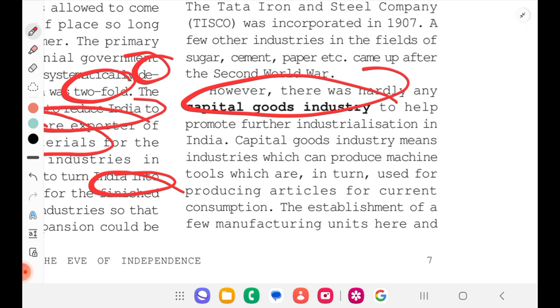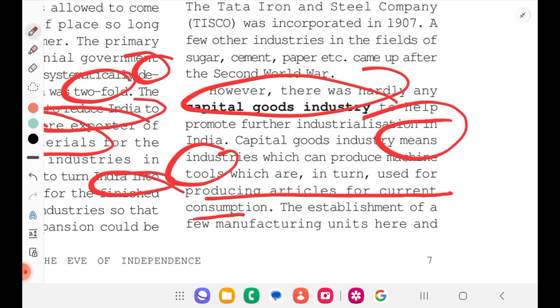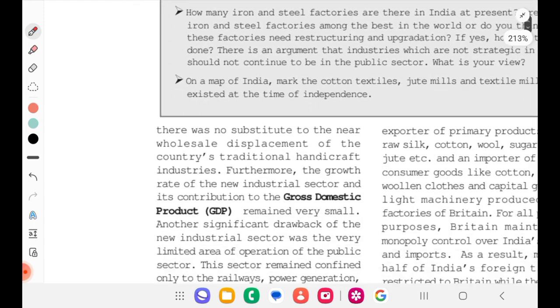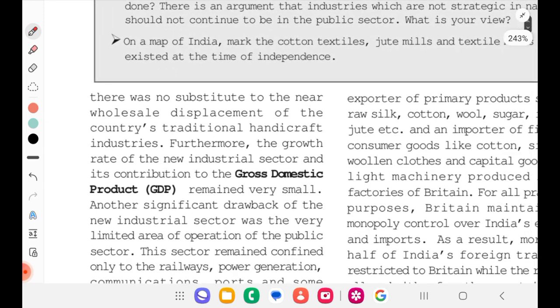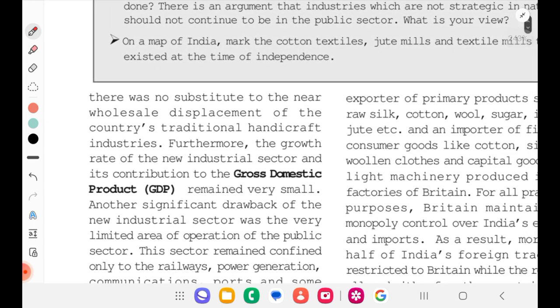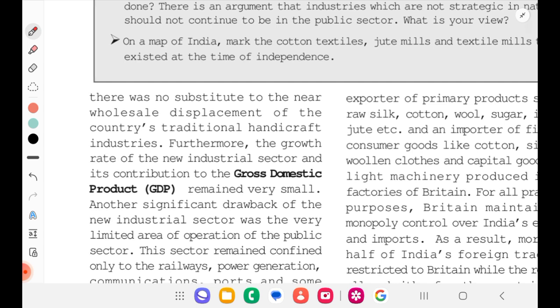Capital goods industry means industries which can produce machine tools, which are in turn used for producing articles for current consumption. The establishment of a few manufacturing units here and there was no substitute to the near wholesale displacement of the country's traditional handicraft industries. Furthermore, the growth rate of the new industry sector and its contribution to the gross domestic product remained very small.